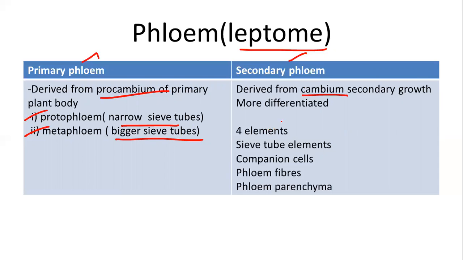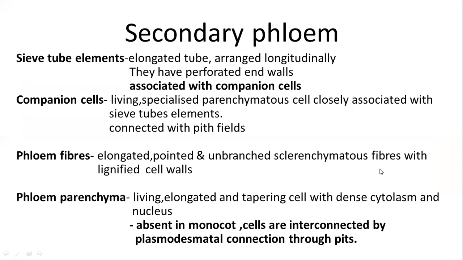When we talk about secondary phloem, it is more differentiated, into four elements. What are those four elements? Sieve tube elements, companion cells, phloem fibers and phloem parenchyma. In this, the companion cell is a living cell and phloem parenchyma is a living cell. We'll go deeper into that.